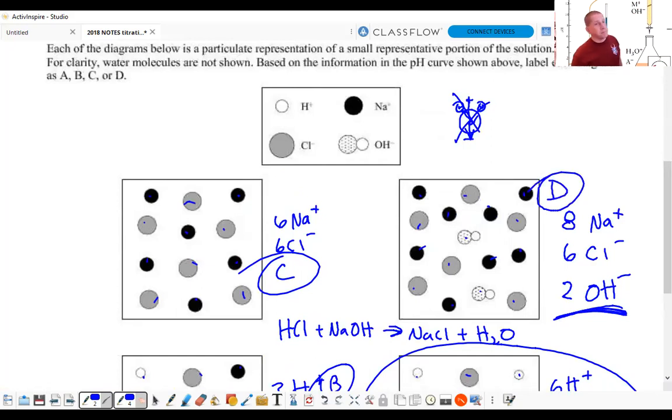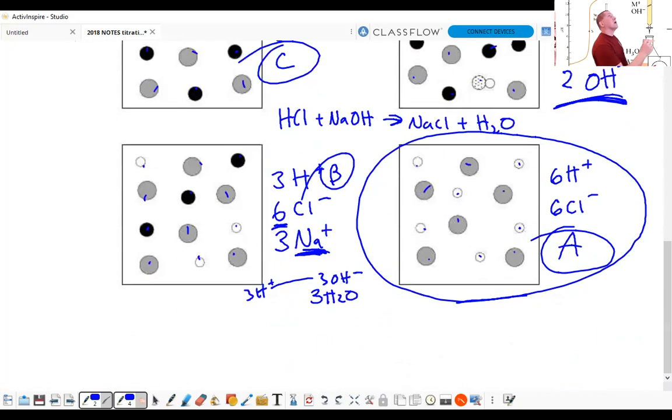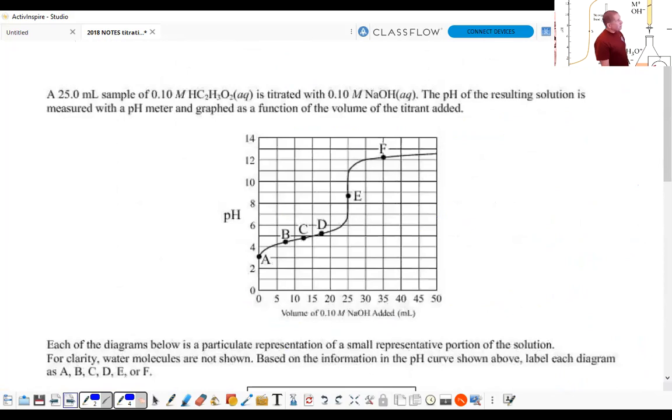So that's letter D. So we have A, B, C, and now we have even more. So we have those same points. We have A. Now, this would be the same as we had before, because this is the equivalence point. Here's where the acid equals the base. Over here, we have more base than acid. And anywhere down here, we have more acid than base.